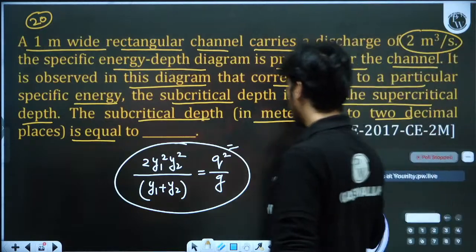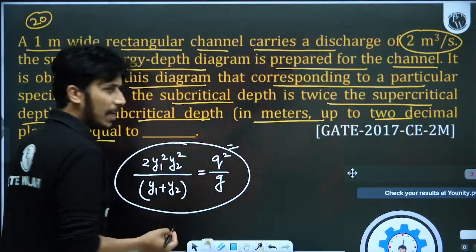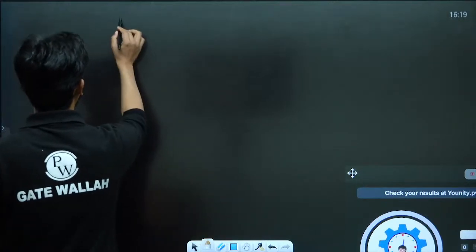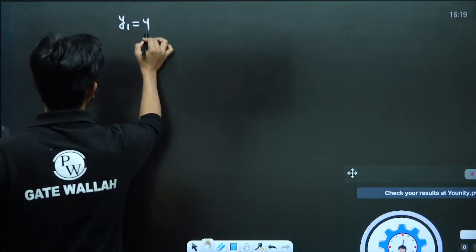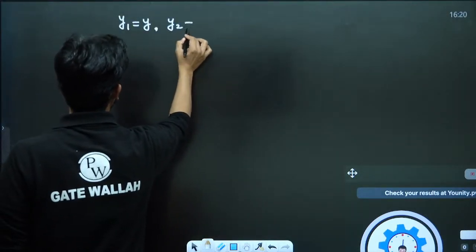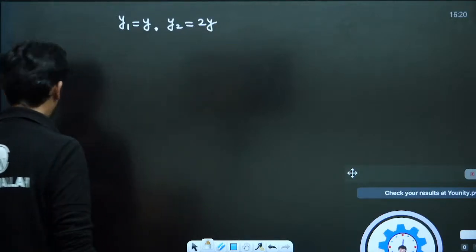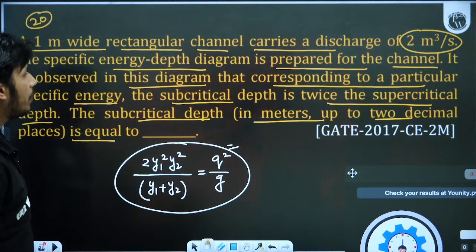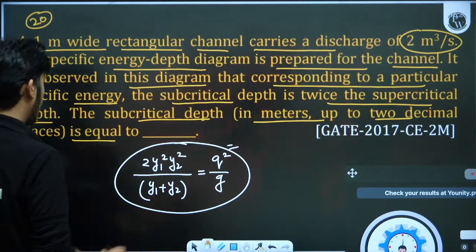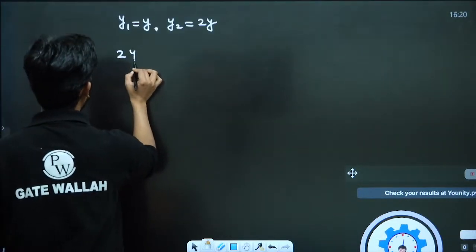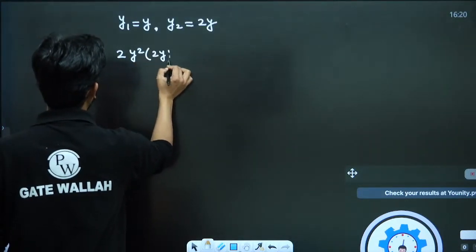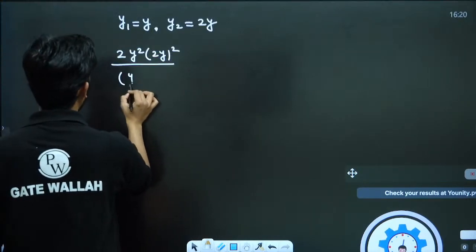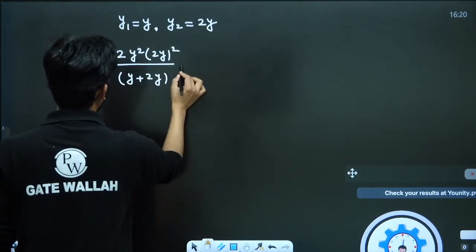Okay, everybody has calculated 1.07. I don't think I need to calculate, but just let me solve the things. So let us take y1 is equal to y. So subcritical depth y2 will be equal to 2y. So we are taking y1 as y and y2 is equal to 2y. So what will happen when we write down these things? 2 into y square into 2y square upon y plus 2y is equal to q square by g.